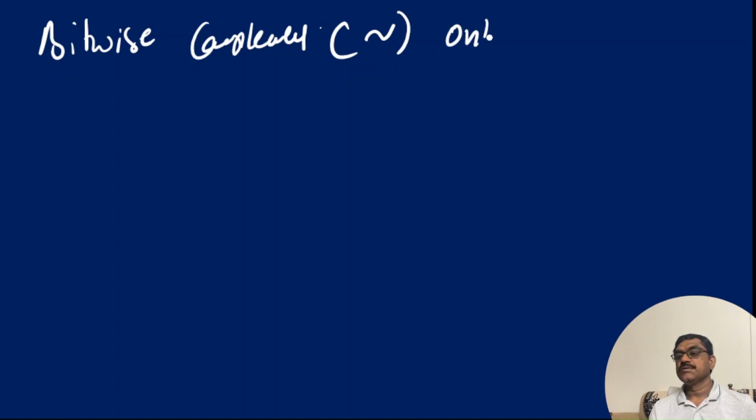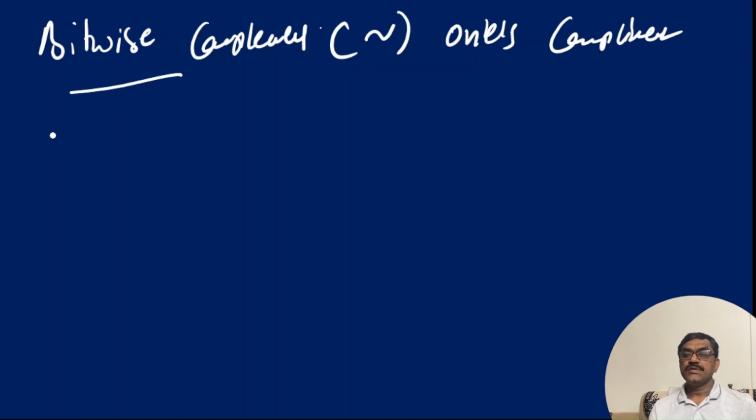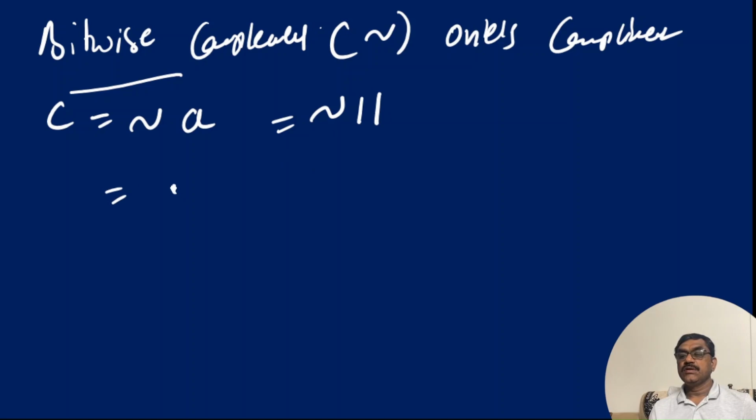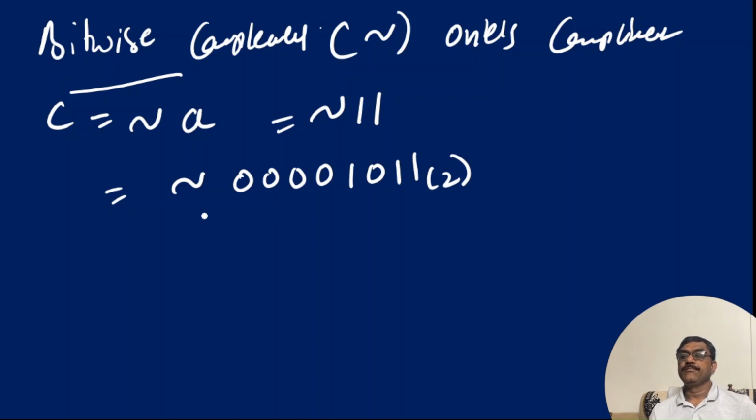Bitwise complement, or we write one's complement. For example, just now we have taken C equals bitwise complement of A. That means bitwise complement of 11. So you know that the 11 value is 0 0 0 0, 4 zeros, and 1 0 1 1. This is the equivalent of 11.